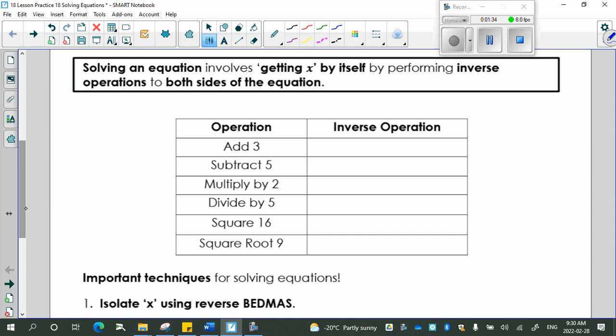But the inverse operation of add 3 would be subtract 3.